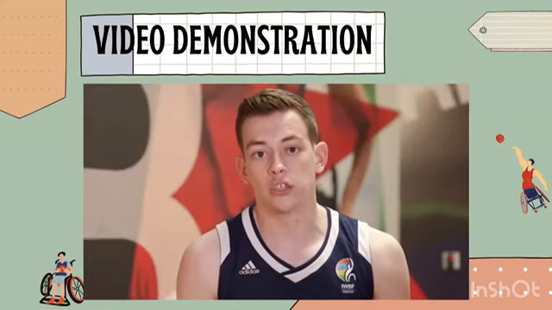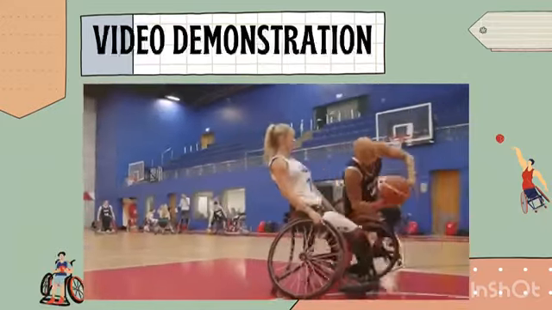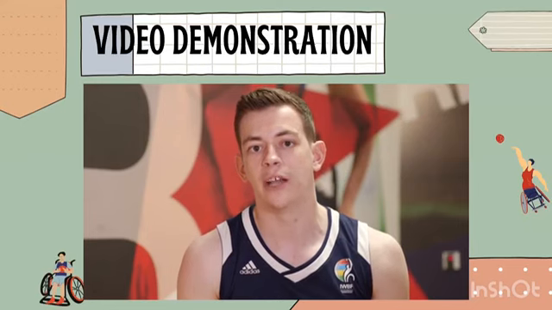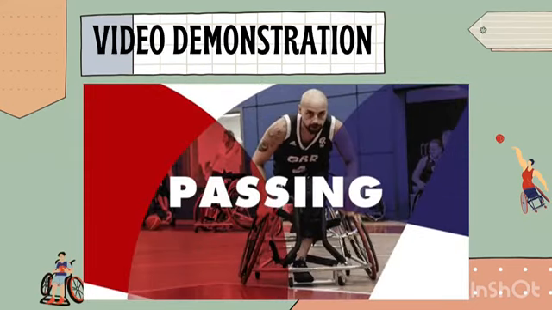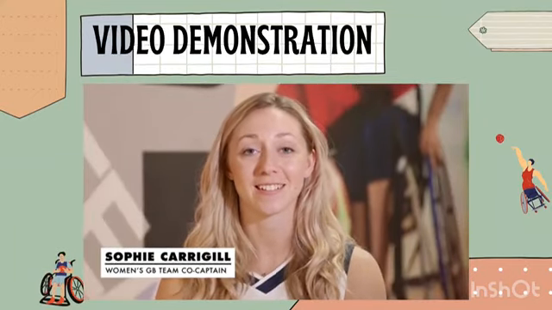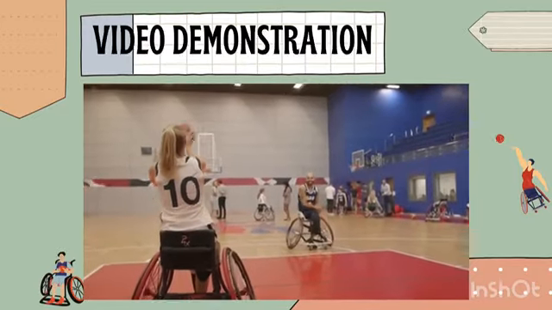So when you're defending someone, if they're about to shoot, you can't hit them with your chair, otherwise it's going to be a foul. So you have to have really short, sharp pushes to get as close as you can without actually making contact with them and fouling them. Different types of passes in wheelchair basketball are a hook pass, a chest pass, a bounce pass, a feed-off pass and an overhead pass.